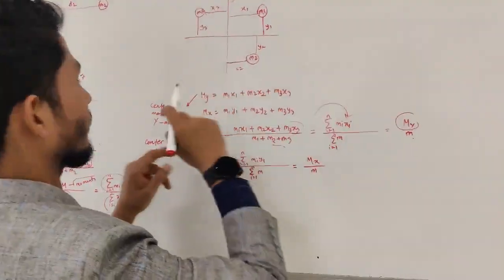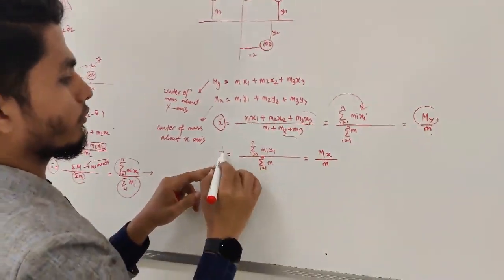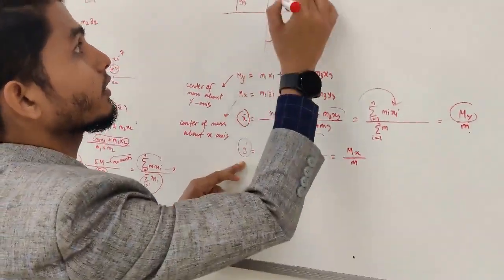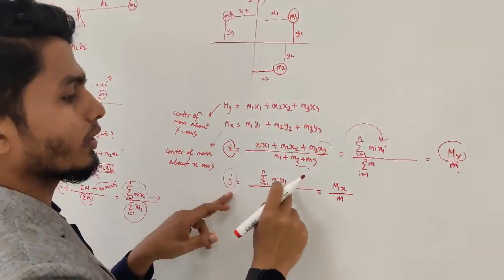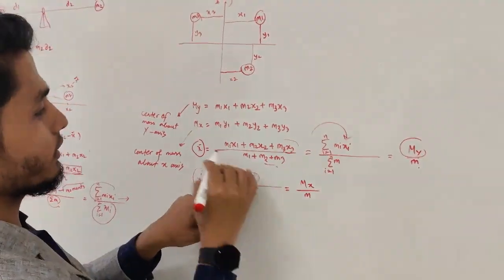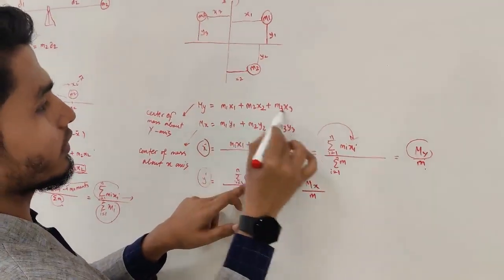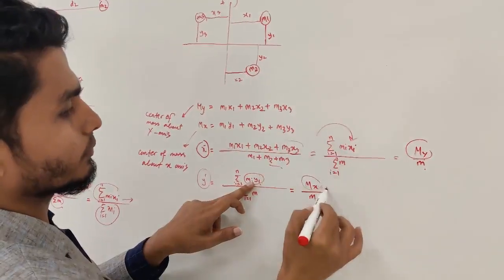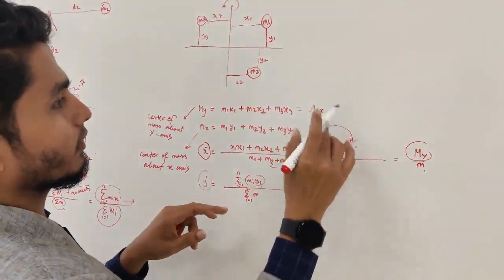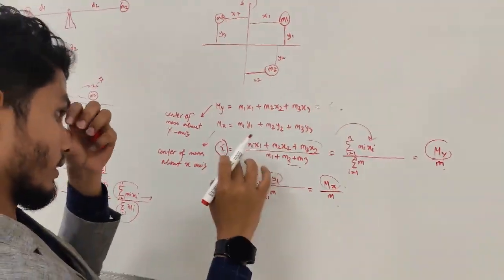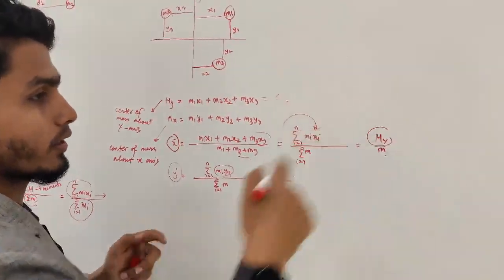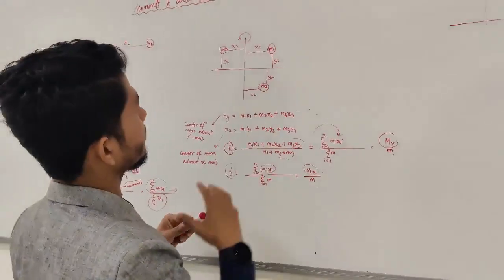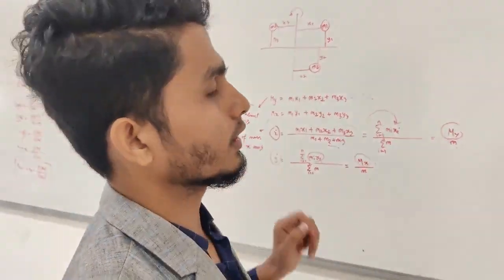So if you want to find the center of mass for the y point, you will have to use this one. This one is mx, this one is my. This one is mx, but you will have to consider that this is rotating about the y-axis. So these are the center of mass and moments that we consider.